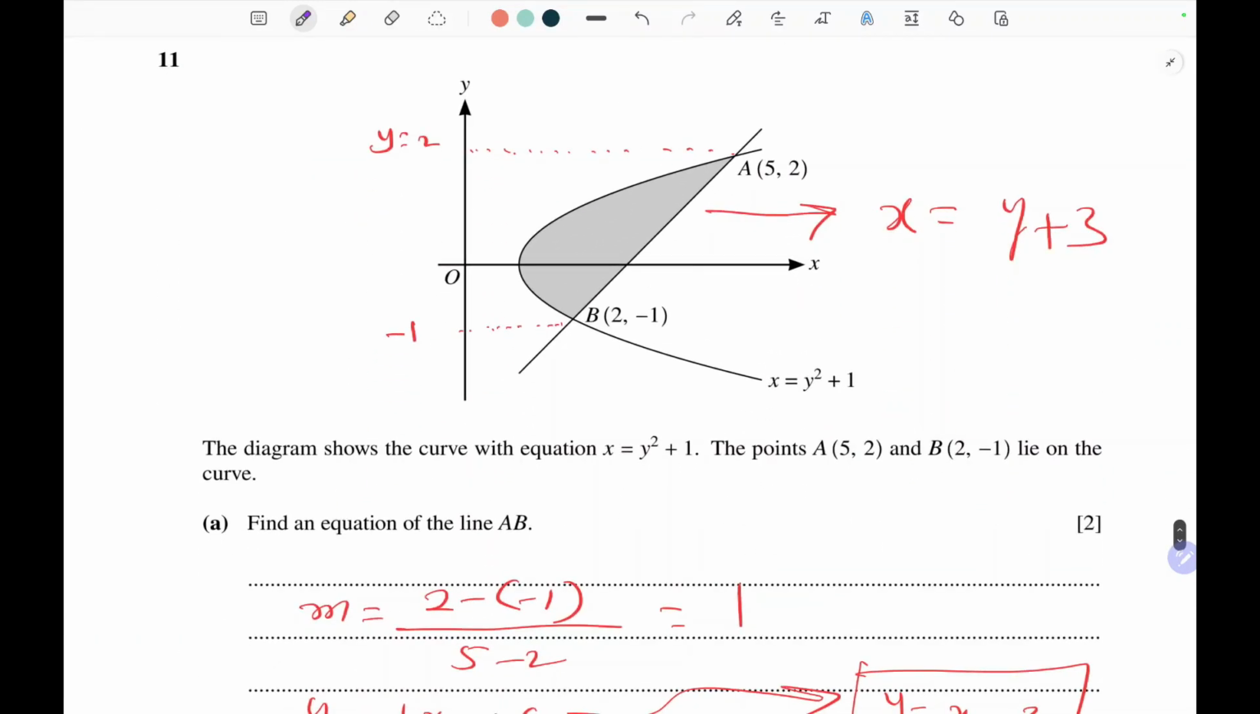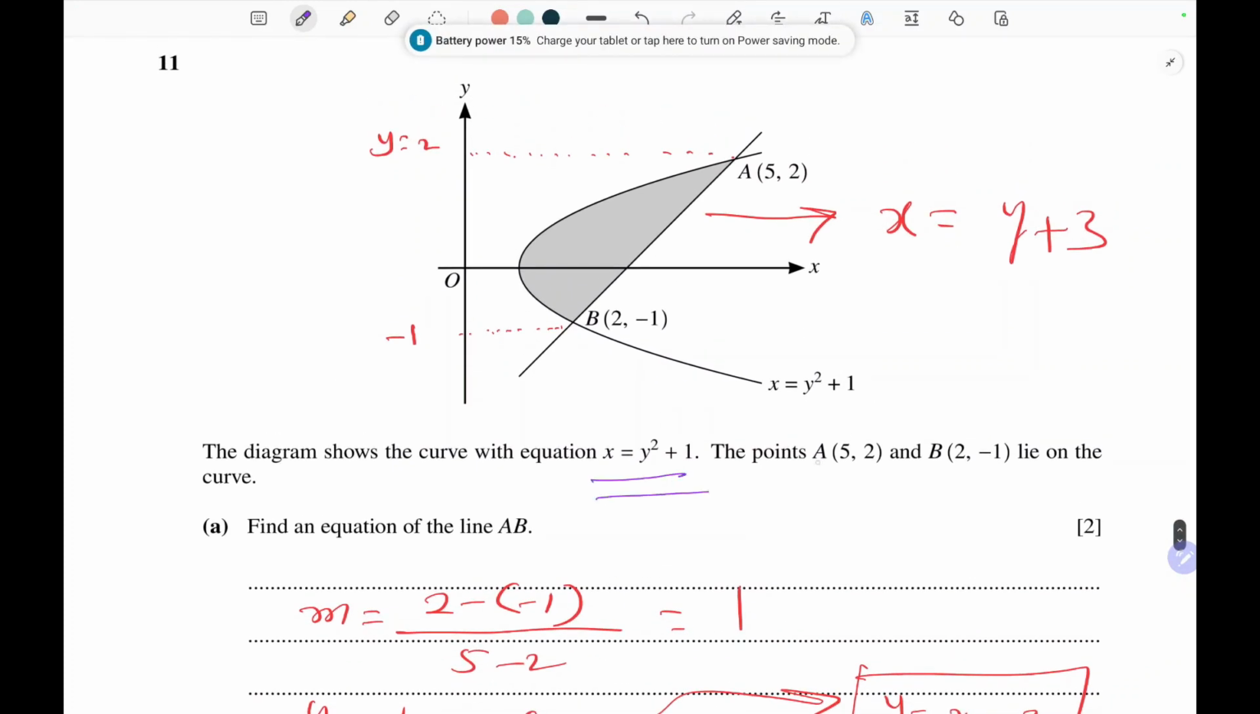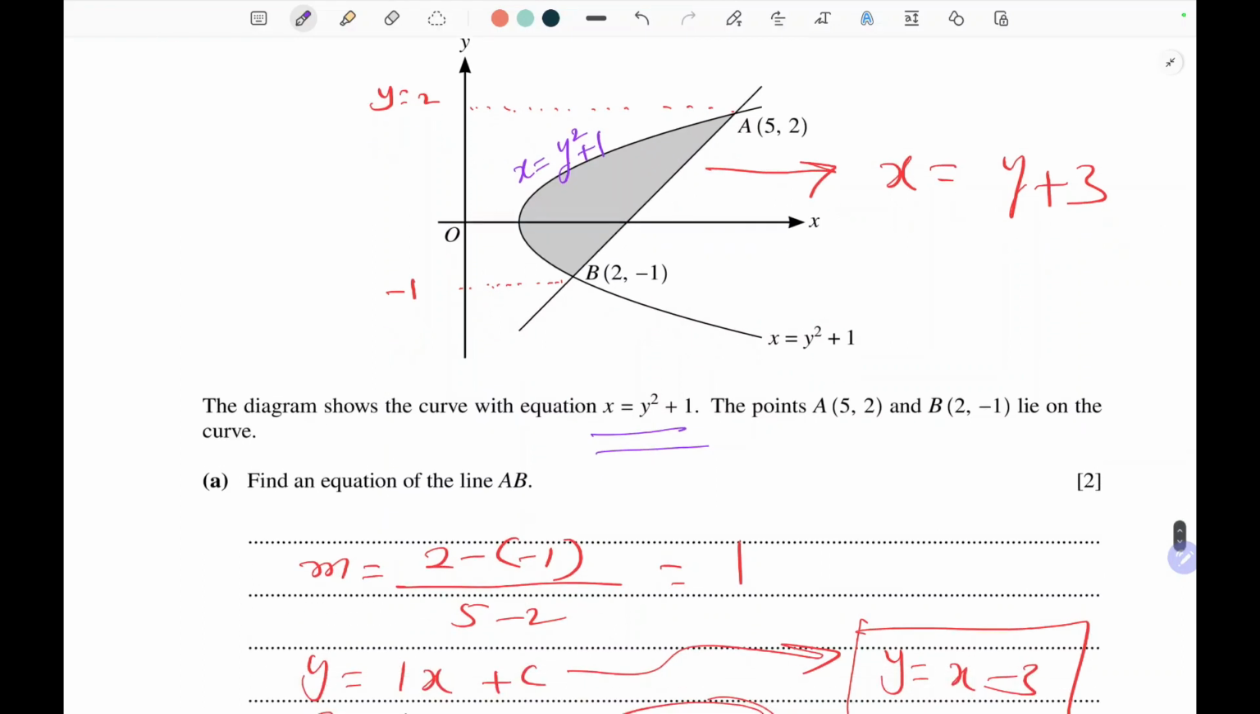Now question number 11. Question number 11 is a very good question. This is the shaded portion between a straight line and one curve. Okay, a straight line and one curve. So the diagram shows the curve with the equation x equals y squared plus 1, and this is a straight line. We will first find the equation.